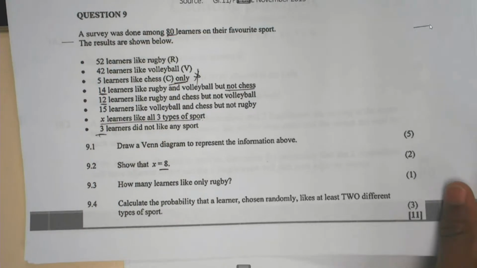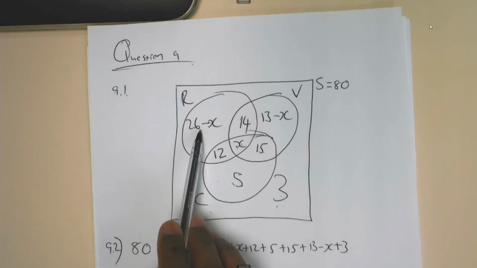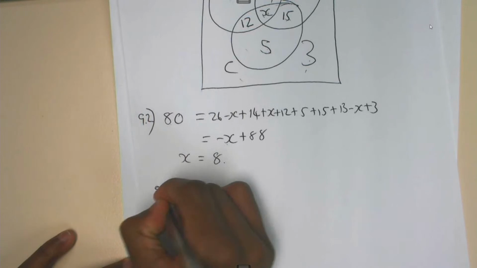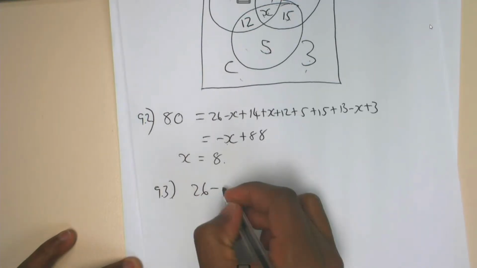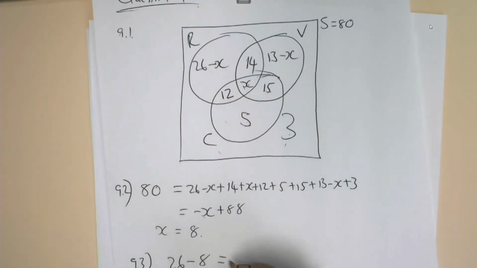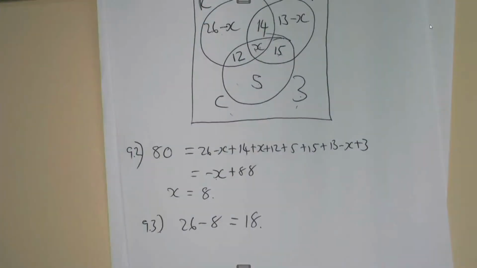Now, 9.3. How many learners like rugby only? How many learners like rugby only? Let's go to the region of rugby only. This is our region of rugby only. We have 26 minus x. But now that we found the value of x, we'll have 26 minus 8, and that will give us 18. So 18 learners like rugby only.